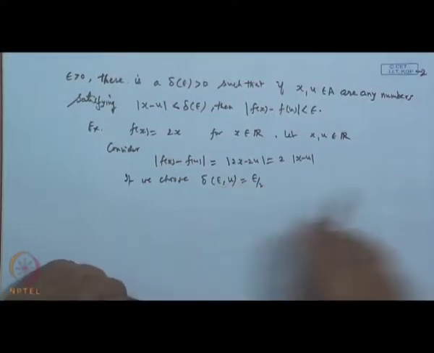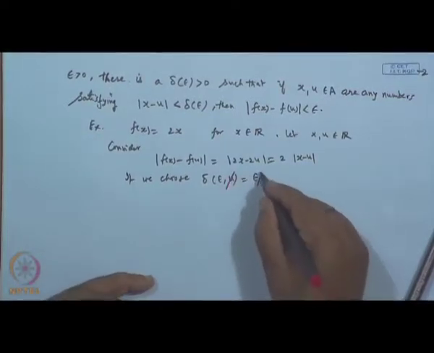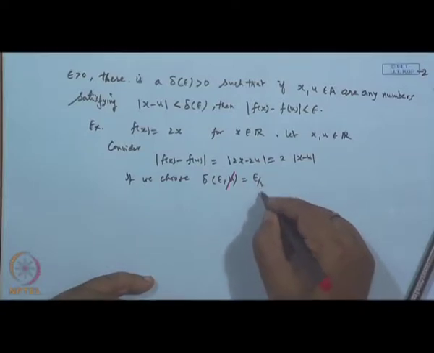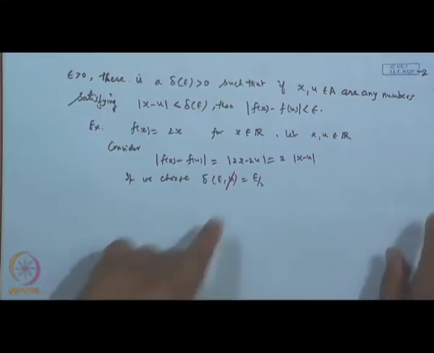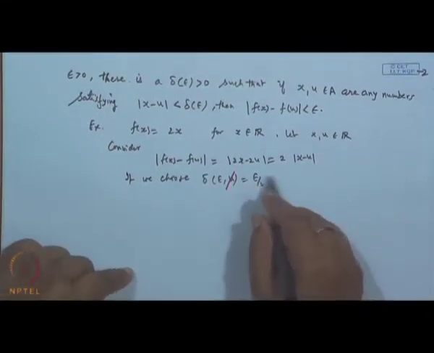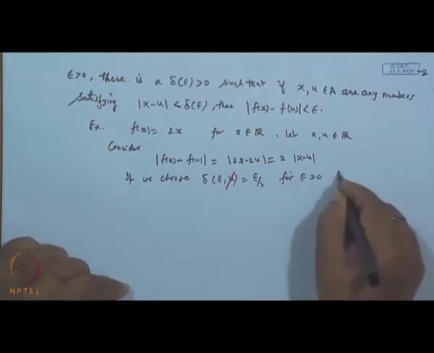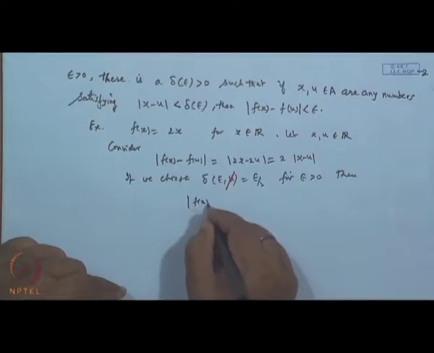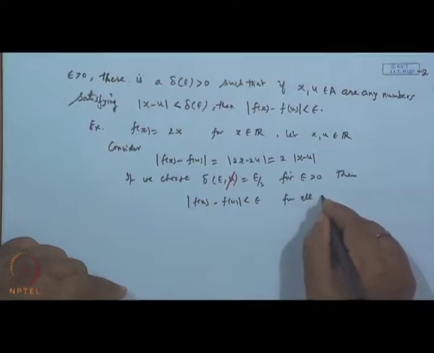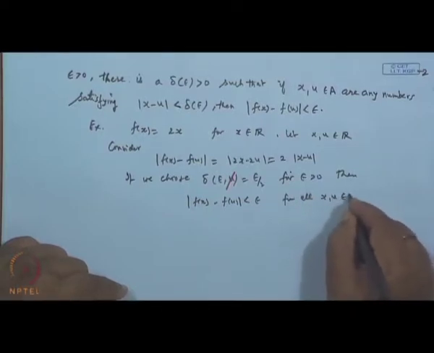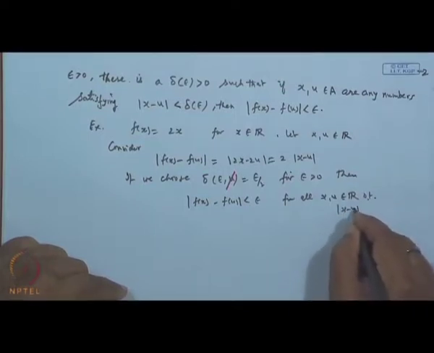Obviously, this delta is independent of u, because we are taking delta to be epsilon by 2, whatever the u may be. So, if I take this delta, then for all epsilon greater than 0 this condition holds: mod f x minus f u is less than epsilon for all x and u belonging to R such that mod of x minus u is less than delta.